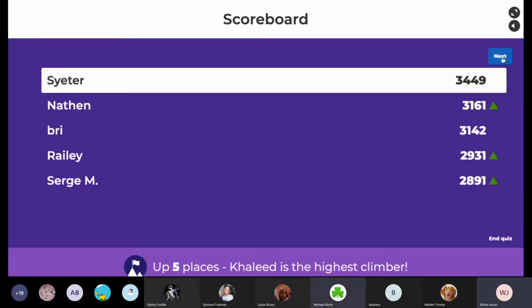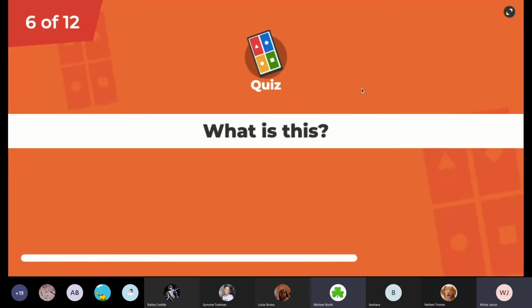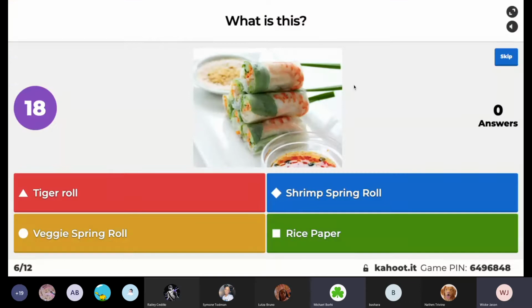Saita is still in the lead. Nathan moving up to 2nd. Brianna in 3rd. Riley not in 4th. That's fair. What is this? Number 6. Red, tiger roll. Blue, shrimp spring roll. Yellow, veggie spring roll. Or green, rice paper.